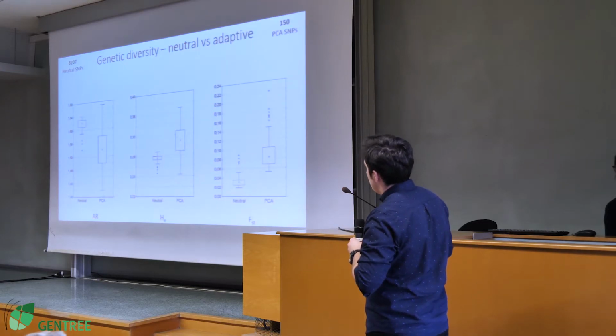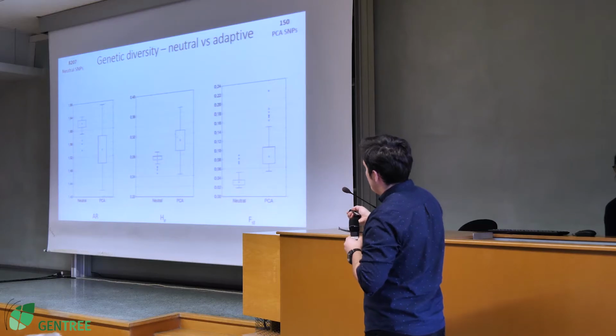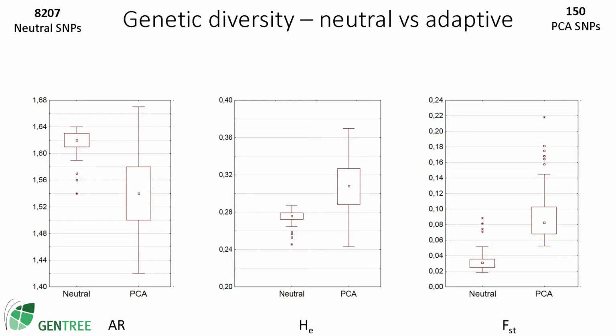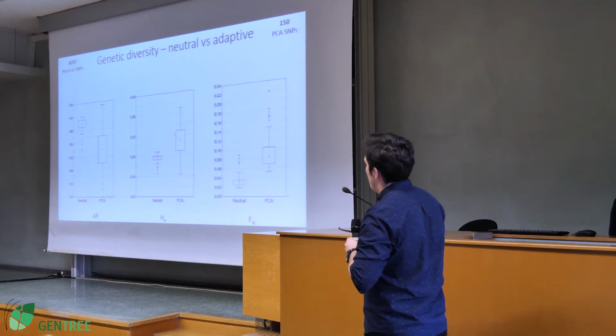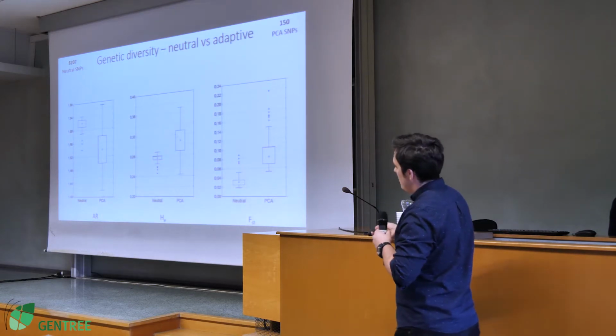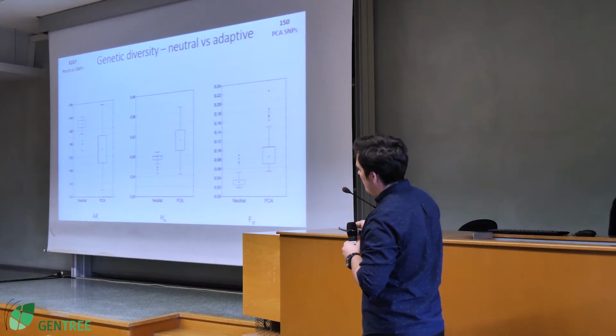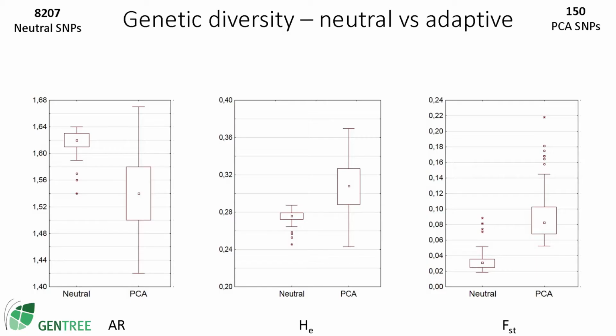Okay, so the genetic diversity, neutral versus adaptive. We can see that the populations in general show a very dense distribution here, the range is not much, but here the range is very, very broad. Some populations exhibit very low allelic richness and heterozygosity, and very high FST.